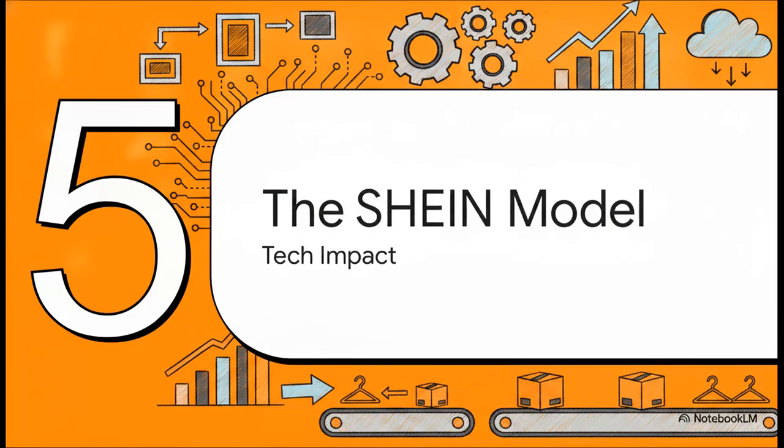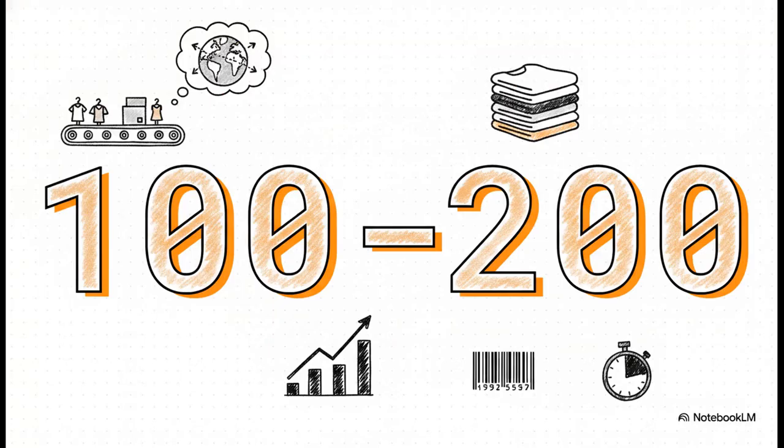On to Section 5, Tech Impact, the Shein model. Now this is where it gets really interesting. Shein operates a notoriously lean production model, often producing an initial batch of only 100 to 200 pieces for a brand new item. Just pause and think about how incredibly tiny that number is. For a massive global fashion retailer selling in over 150 countries, launching a product with just 100 units is literally the ultimate mind-bending manifestation of just-in-time agility.